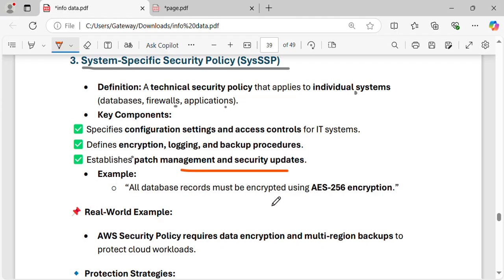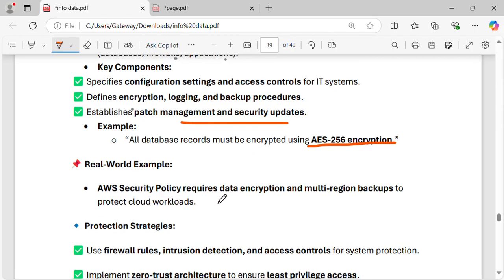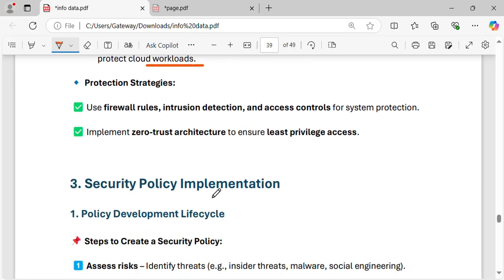All database records must be encrypted using AES encryption. AWS security policy requires data encryption and multi-region backups to protect cloud workloads. So if some failure happens and they lose data, they can just restore it from backup. Use firewall rules, intrusion detection, and access controls for system protection. Implement zero trust architecture to ensure least privilege access.